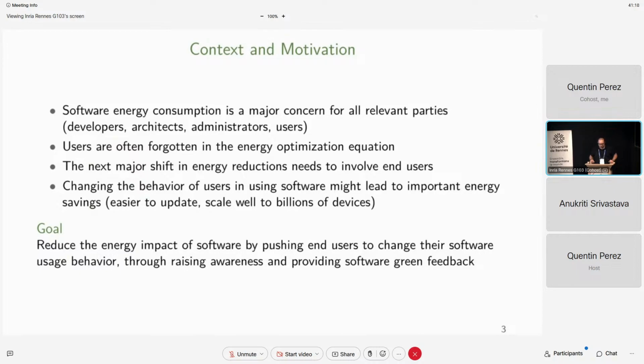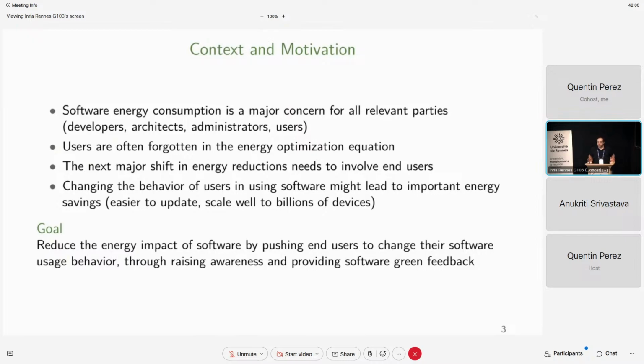In this community, we tend to develop technical solutions and optimizations. Maybe when we include a human in the loop, it's always a developer or a system administrator. But we rarely involve end users in optimizing our software and its energy impact. I think the next shift should be including these end users and pushing them to change their behavior, so using software differently or a different set of software. To be able to do so, we need end users to understand the impact of software.